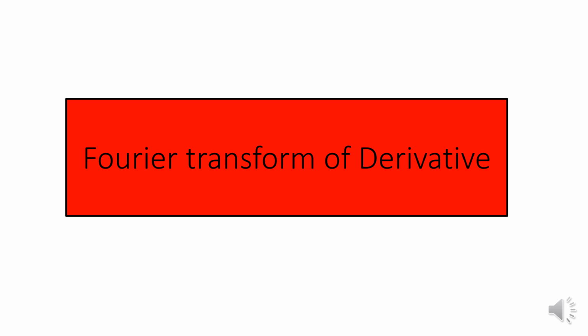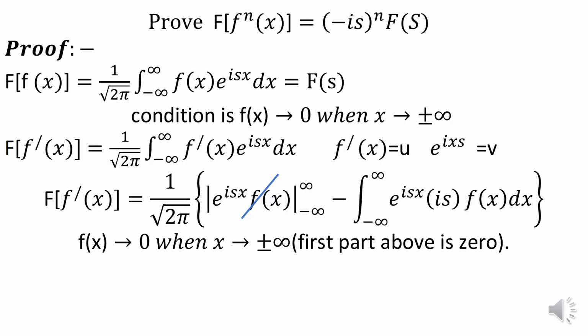Fourier transform of the derivative. So we have to prove that the Fourier transform of the nth derivative, f^(n)(x), will be equal to (minus iota s) to the power n times F(s). Here n means, if it is 1, the derivative is taken only once, and if it is 2, it is the second derivative, right?